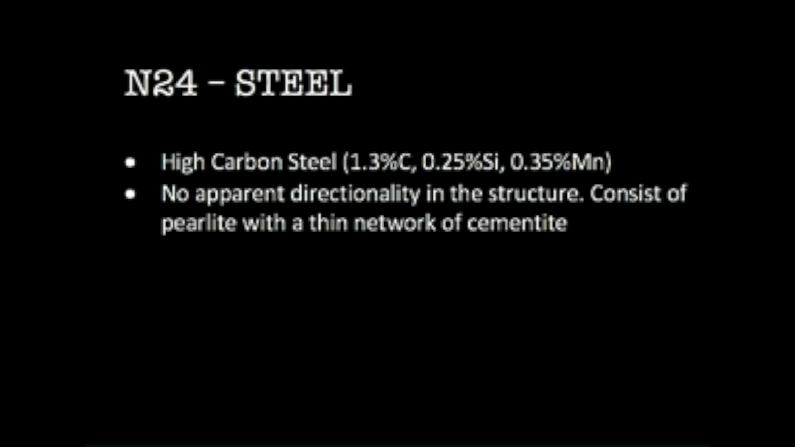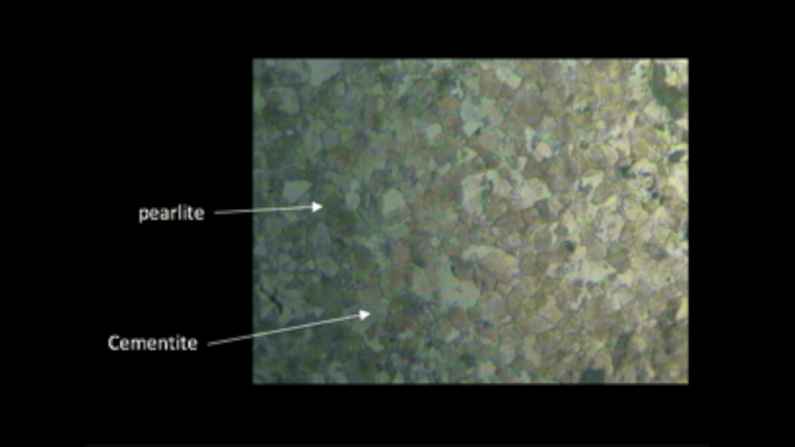N24. High carbon steel. This is a steel which contains 1.3 carbon, 0.25 of silicon and 0.35 of manganese. There is no apparent directionality in this structure. This structure consists of pearlite with a thin network of cementite.